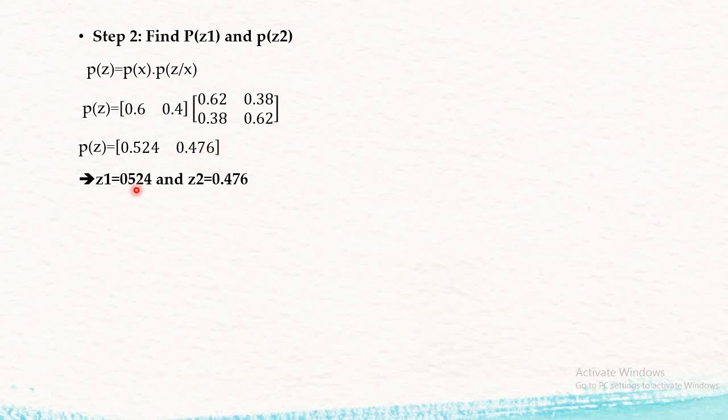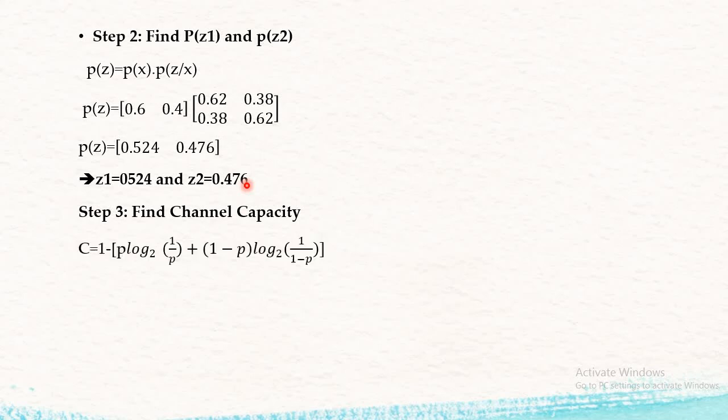This is the probability of z1, that is 0.7524, and z2 is equal to 0.476. Then the last step is to find the channel capacity.